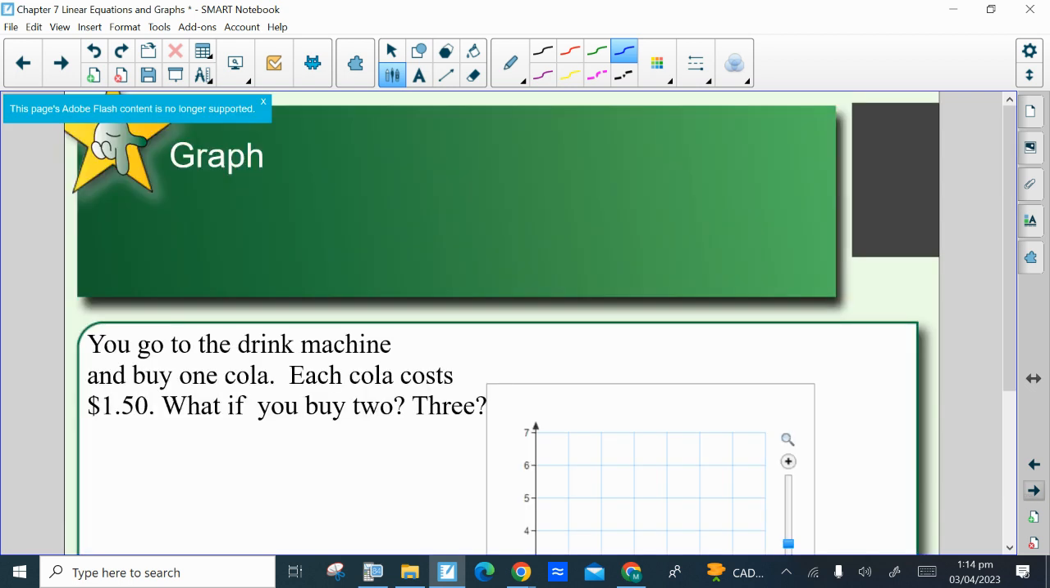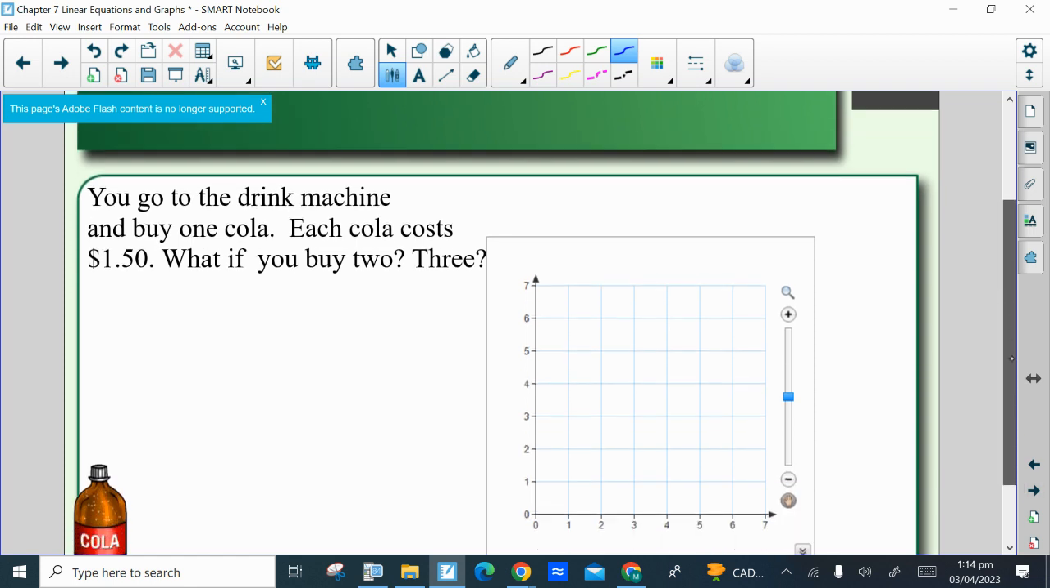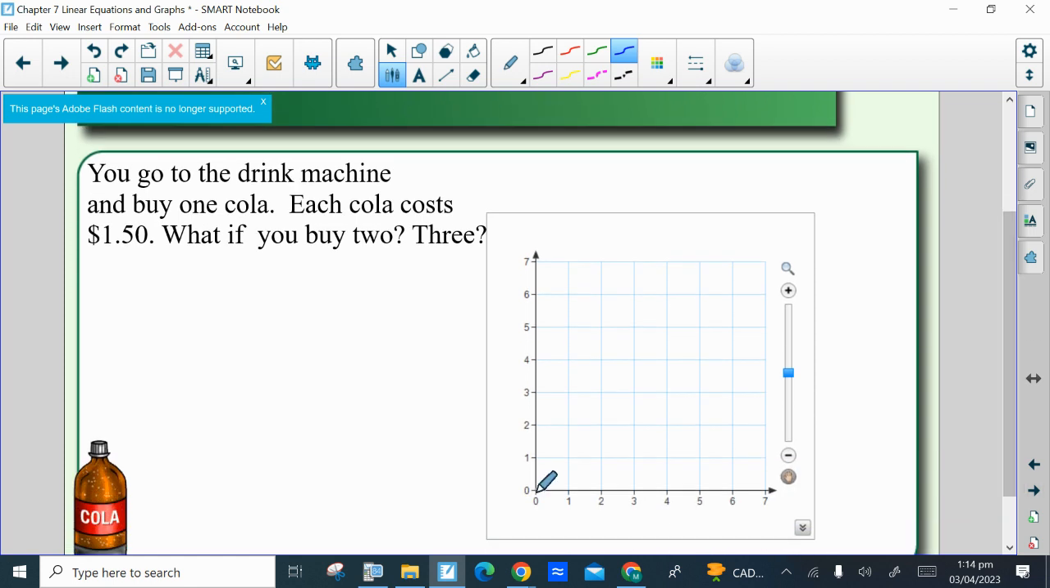You go to the drink machine and buy 1 cola. Each cola costs $1.50. What if you buy 2 or 3? Well, we can show this on a graph. If you buy 0 cola, the cost is $0. If you buy 1, it's $1.50. If you buy 2, it's $3. 3 would be $4.50. 4 would be $6.